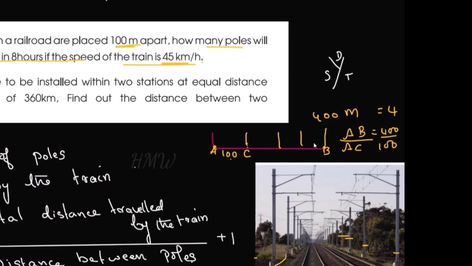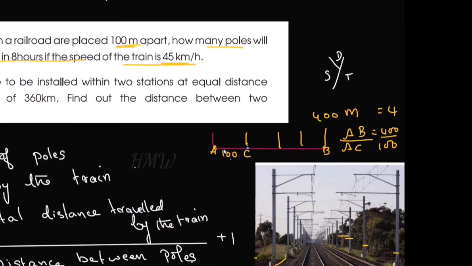So you're getting the answer 4, but if you count the number of poles, you can see 1, 2, 3, 4, 5 poles. Why do we get 5 poles? We are measuring the distance A to C after crossing the first pole, so this pole is not counted. When you measure the distance between A and C, this pole is not counted. So if they ask you the number of poles, you divide the total distance by the distance between the poles plus 1. This 1 should be added.